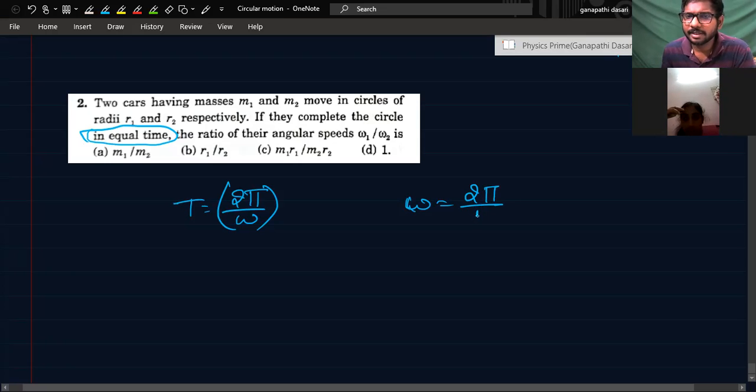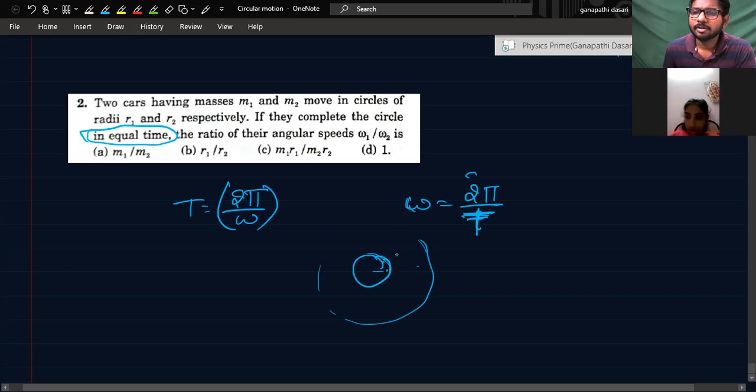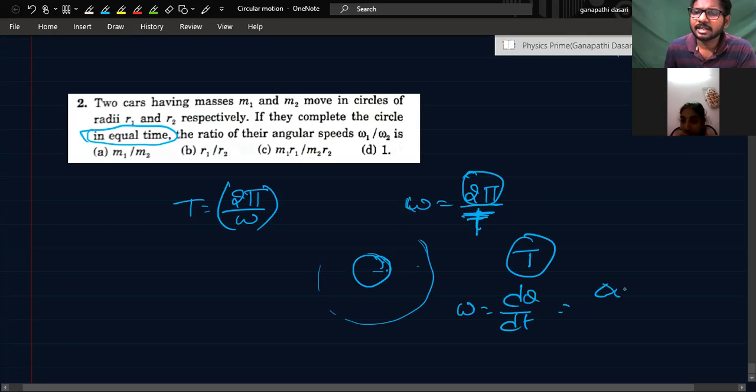Omega is equal to 2 pi by time period, right? Because how much time is taken to complete the entire angle? For one rotation, the time period is T. So for one rotation, what is the angle covered? 2 pi. So omega is equal to d theta by dt, that is equal to delta theta by delta t. Delta theta for one cycle is 2 pi, and the time is the time period T.